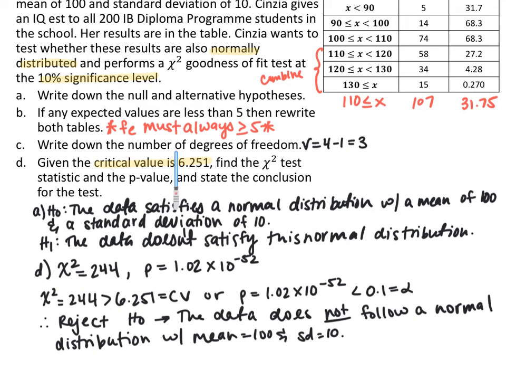So they gave us our critical value and they also gave us our alpha level. So looking at both of those, chi-squared is 244, which is greater than our critical value of 6.251, or our p-value of 1.02 times 10 to the negative 52 is very much smaller than a 10% alpha level. So whichever one you look at, we end up rejecting our null hypothesis. So the data does not follow a normal distribution with a mean of 100 and a standard deviation of 10.